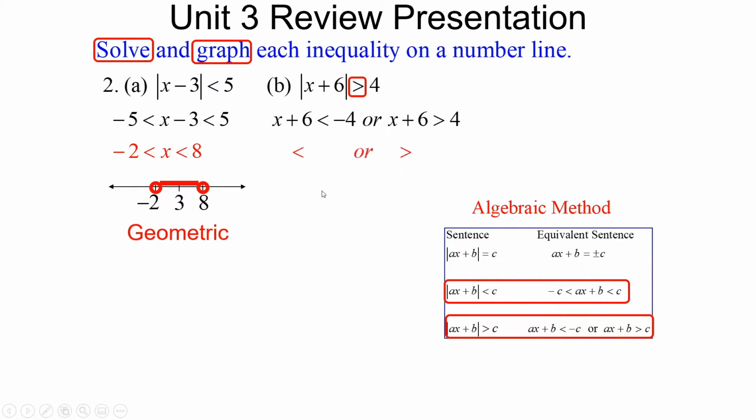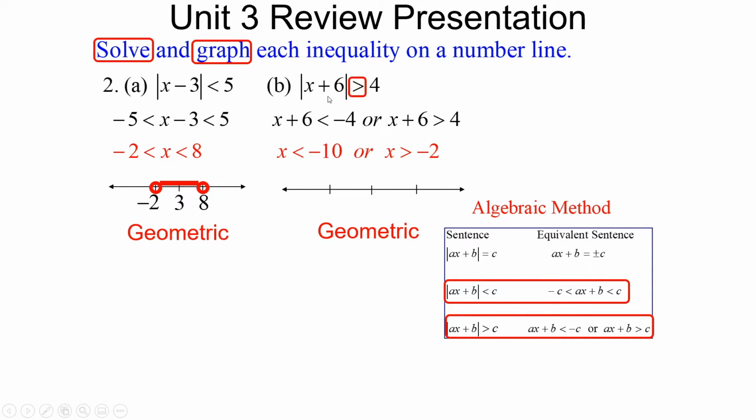So over here, I'm going to subtract 6 from both sides to get x is less than -4 minus 6, -10. And over here, subtract 6 to get x is greater than 4 minus 6, -2. And then you could graph those right now. Or again, you could go to the geometric method, which is kind of cool.